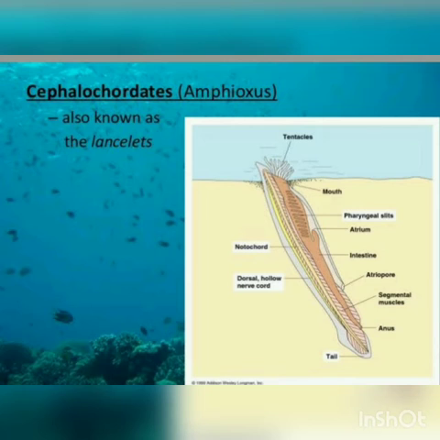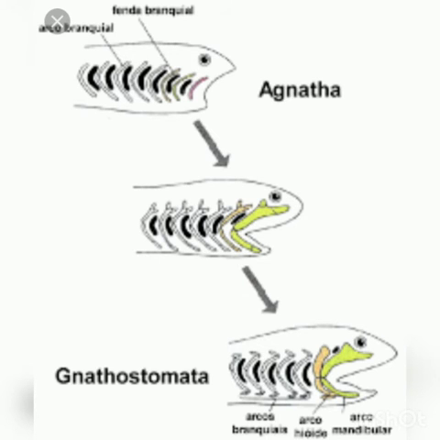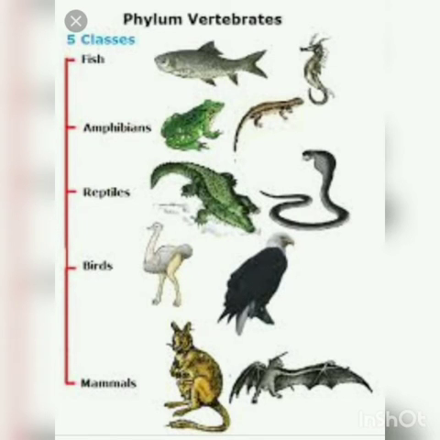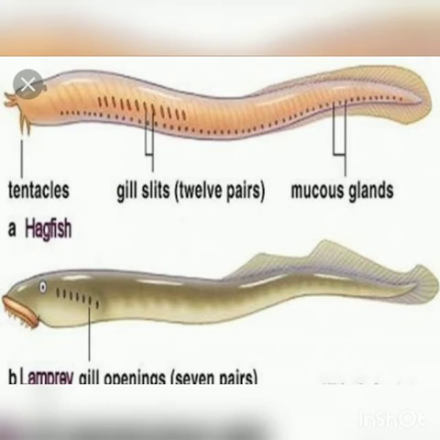Next we move on to the phylum Vertebrata. Vertebrates are the higher chordates. They have backbones. Vertebrata is divided into two divisions, Agnatha and Gnathostomata. Agnatha means jawless fishes, and Gnathostomata means jawed vertebrates. Agnatha has only one class, that is Cyclostomata. Cyclo means circle, stoma means mouth. These fishes have a circular mouth. We have discussed this evolution part.